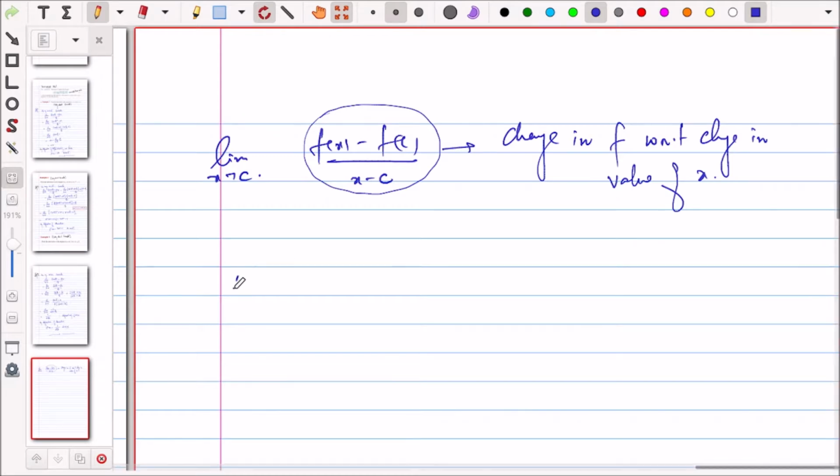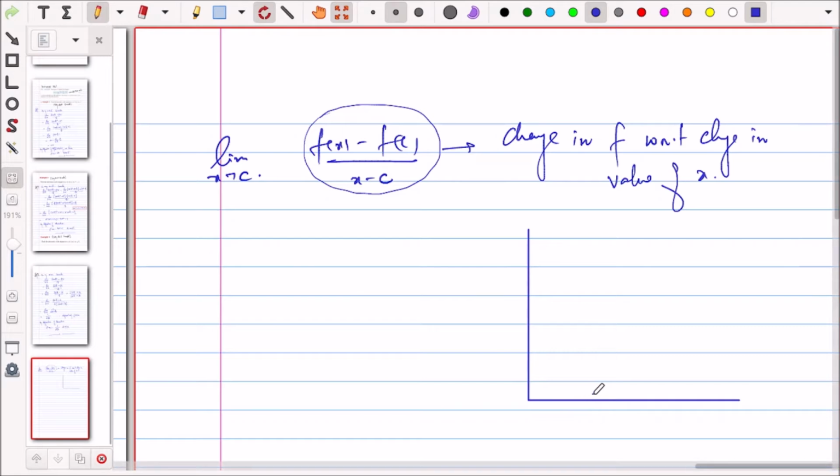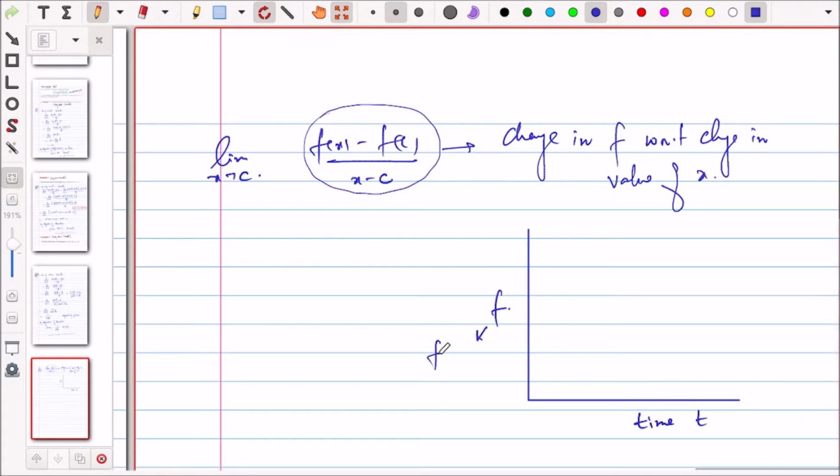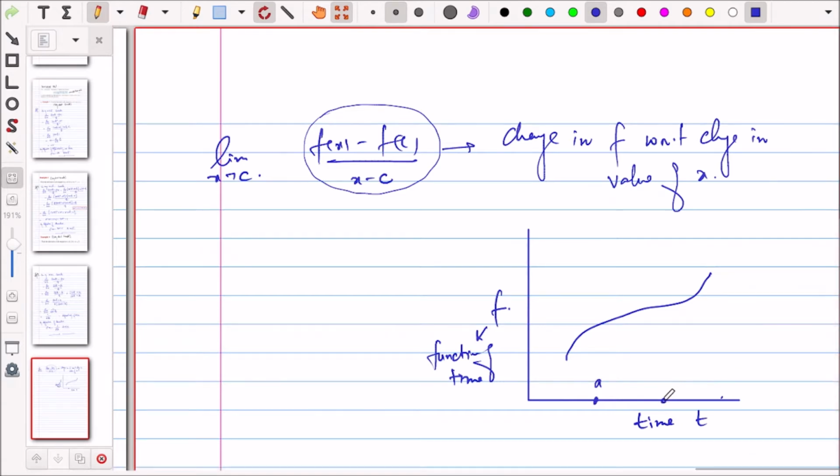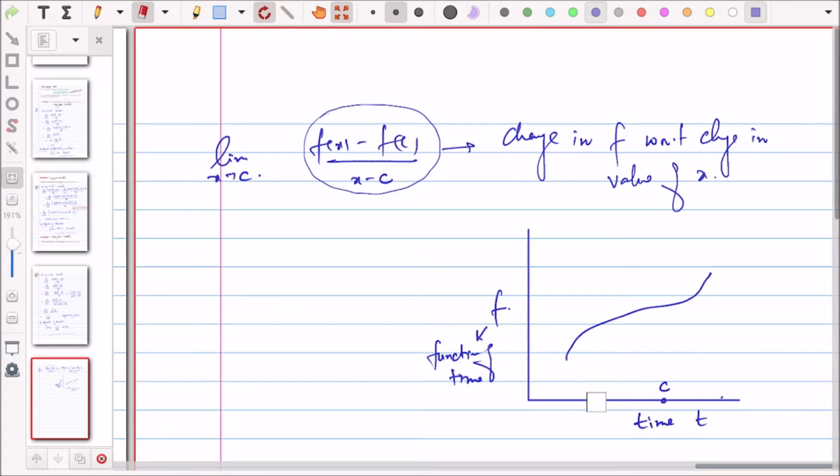So for example, if you have a function of time, okay, and this is time t, and this is something depending on time, some function of time. Give an example of a function of time, something which depends on time. Okay, suppose this is your function f with respect to time. So if this is your a, suppose this is your c, so what does it represent?